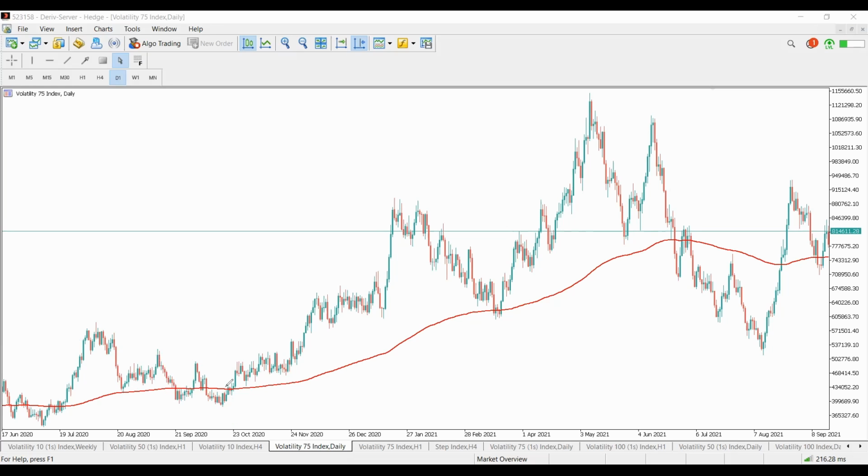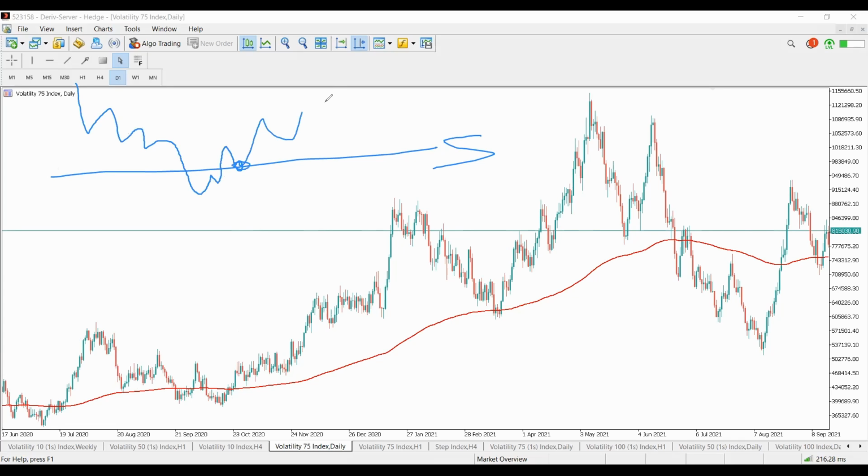Here it's acting as support and resistance. We clearly know this is my support. Price can come from up and actually make a false breakout and then break back above, retest, and then continue up. The same thing, since this is acting as your support, it can do the same thing, right?